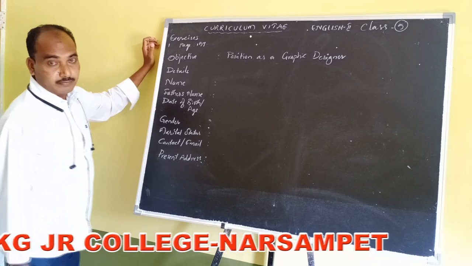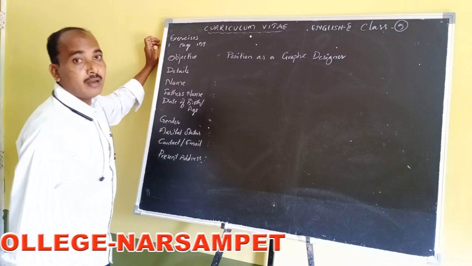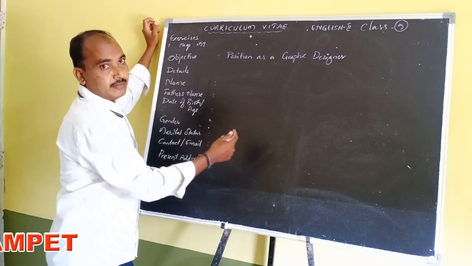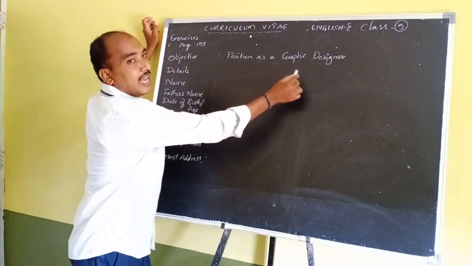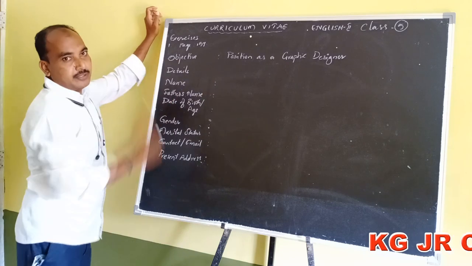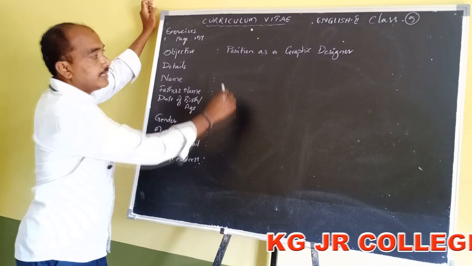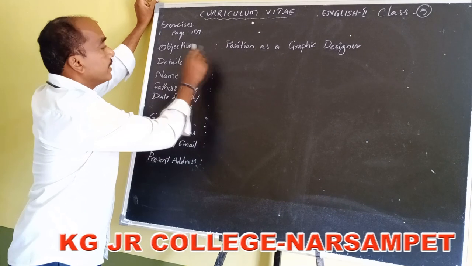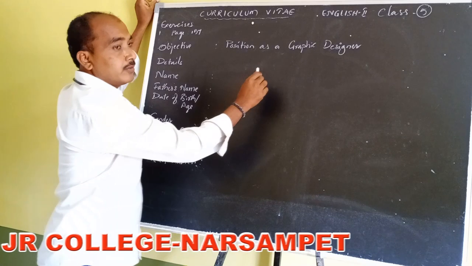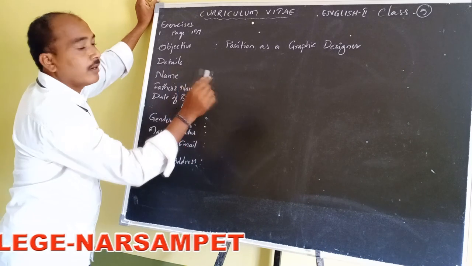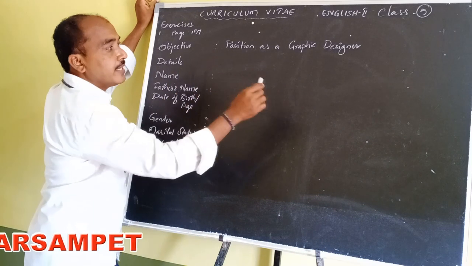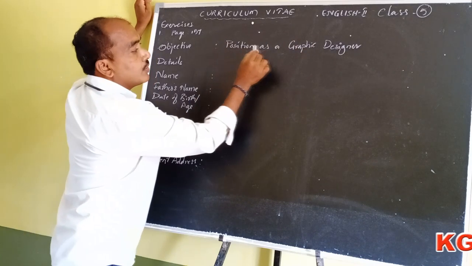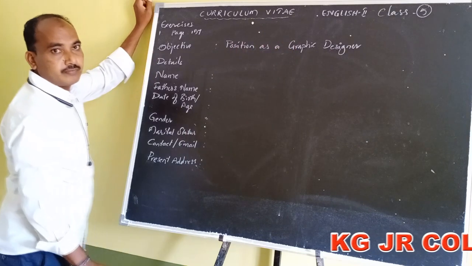The first one: for which job are we writing the curriculum vitae? A graphic designer. That's why the position is graphic designer. This is the objective. This curriculum vitae should start with the objective. What is our objective? For which post are we preparing this curriculum vitae? For a graphic designer. That's why I wrote here, position as a graphic designer.